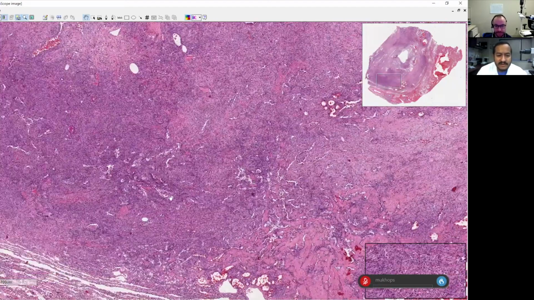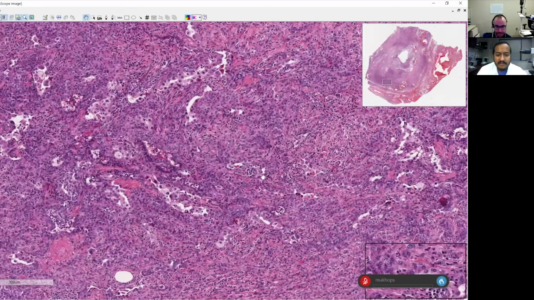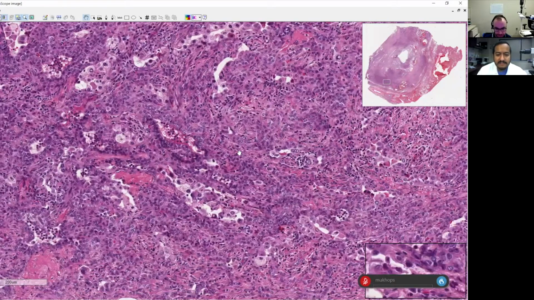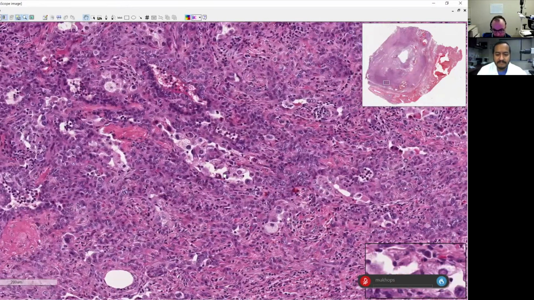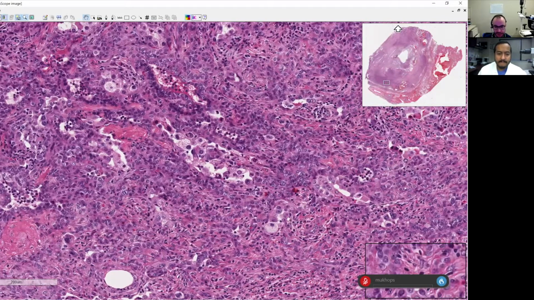So how about something like this, Matt? Yeah, so it is quite cellular once again. The one thing I am noticing is that while it's cellular, the cells themselves don't look that atypical. They're a bit more bland than I would think in a typical adenocarcinoma type of picture.